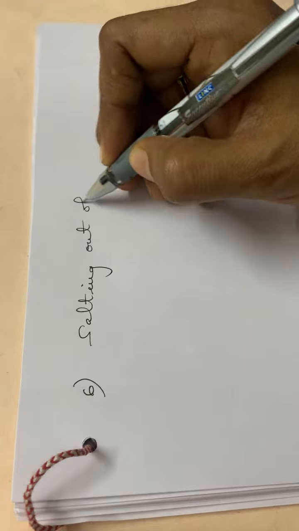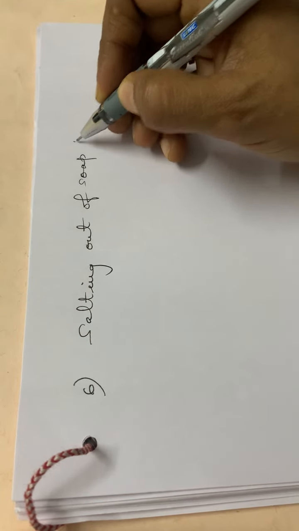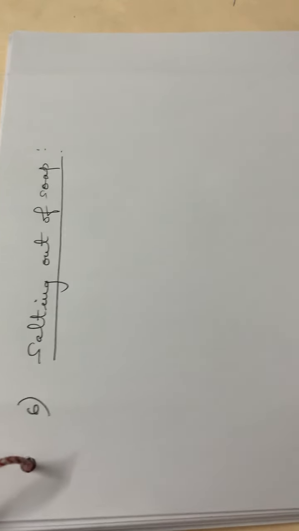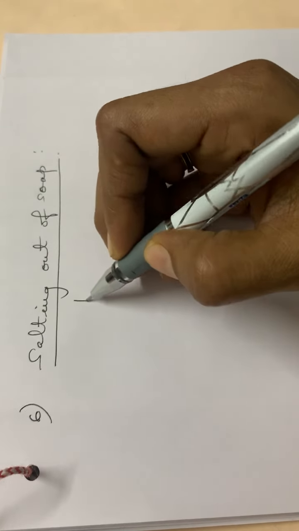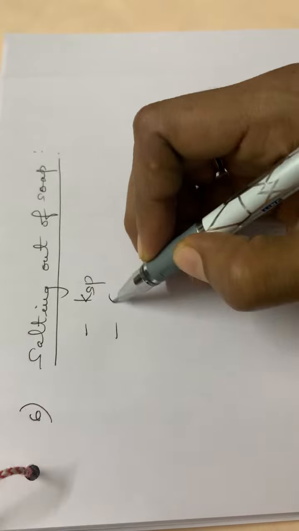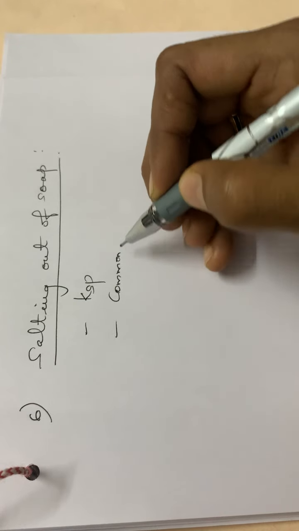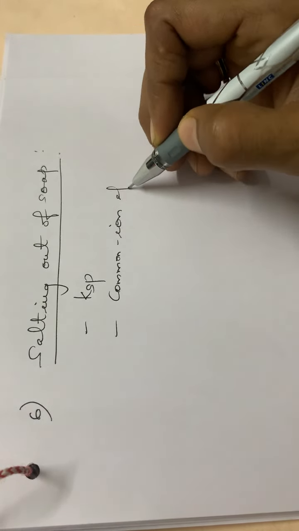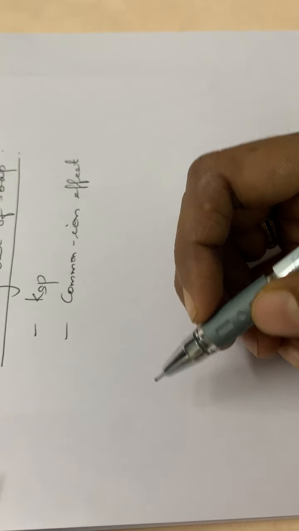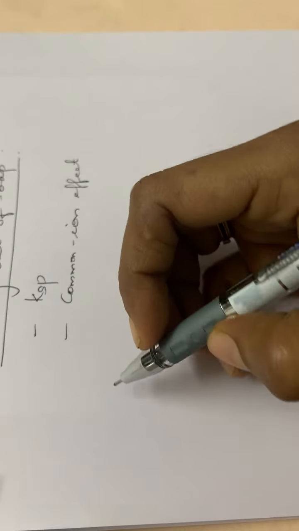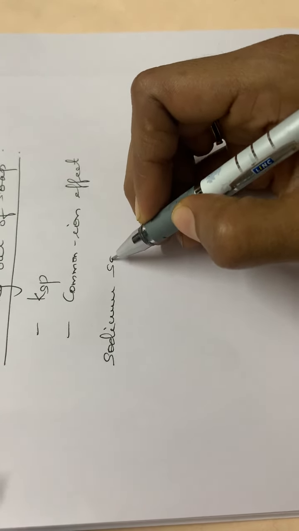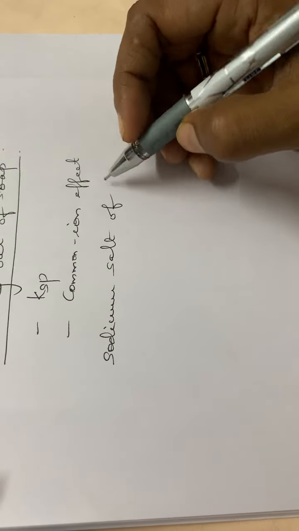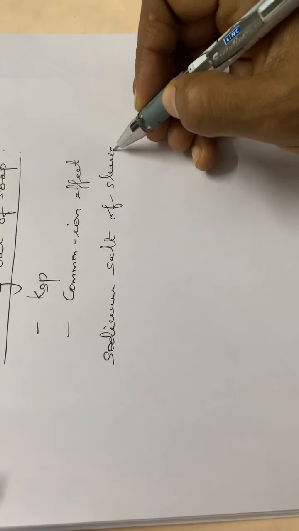Salting out of soap. See here also the principles of solubility product and common ion effect, both these phenomena work out. See here, normally what is soap? Soap is the sodium salt of stearic acid or palmitic acid, isn't it?